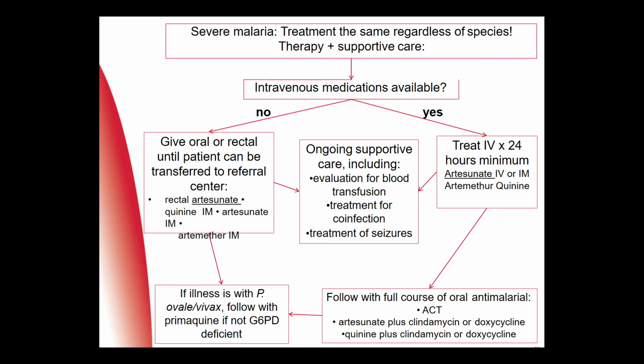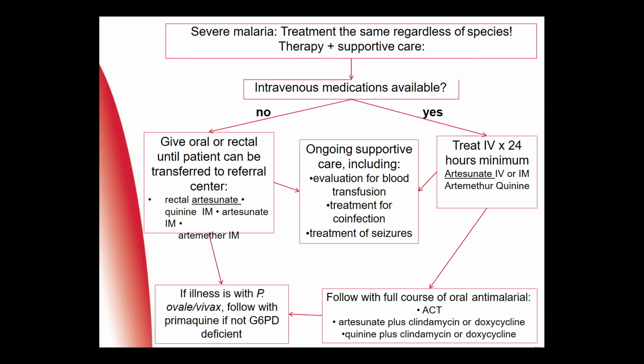Therapy plus supportive care. Intravenous medication, if available: treat intravenously for 24 hours minimum with artesunate, or intravenous or intramuscular artemisinin or quinine. Then we also use ongoing supportive care, including evaluation for blood transfusion, treatment for co-infection, treatment of seizures. This treatment is followed with a full course of oral antimalarial: ACT, artesunate plus clindamycin or doxycycline, quinine plus clindamycin or doxycycline.